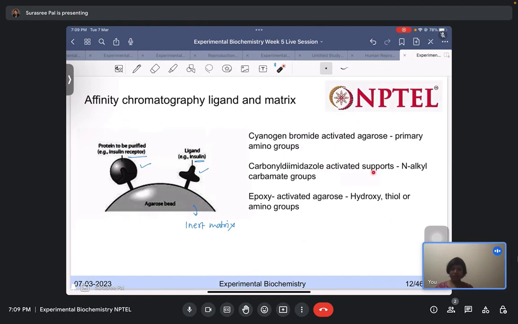Carbonyl diimidazole activated agarose or supports, where the N-alkyl carbamate groups can attach. Epoxy activated agarose, where hydroxyl, thiol or amino groups can attach. So these agarose beads are designed such that specific molecules can attach or bind to these ligands and allow us to resolve or purify the target protein from the pool of proteins.